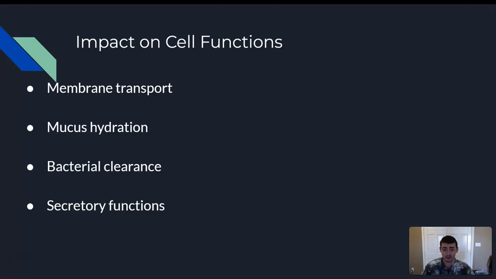Over time, trapped bacteria in the lungs cause chronic infections, inflammation, and permanent scarring. So a single malfunctioning protein leads to a chain reaction that affects entire organ systems.